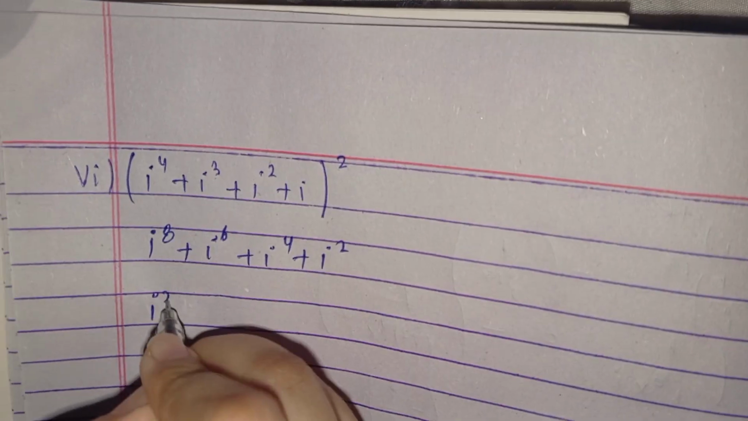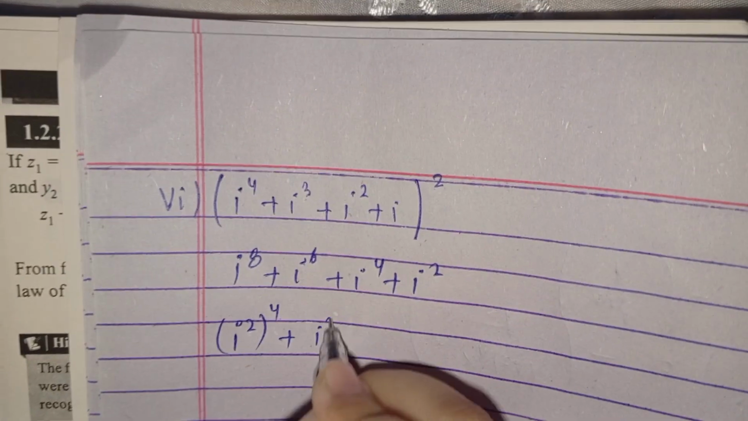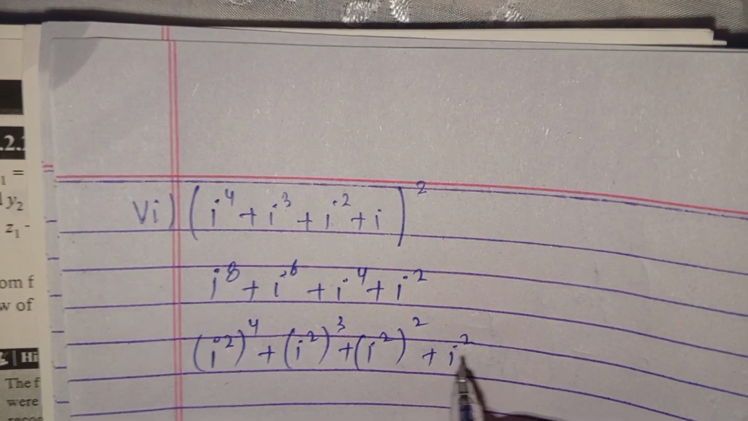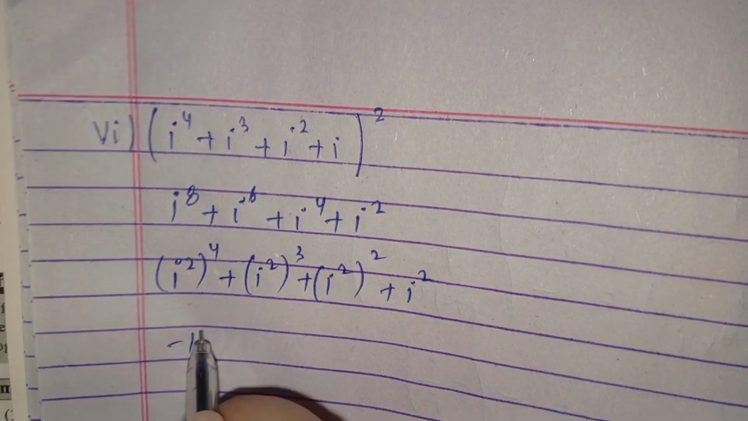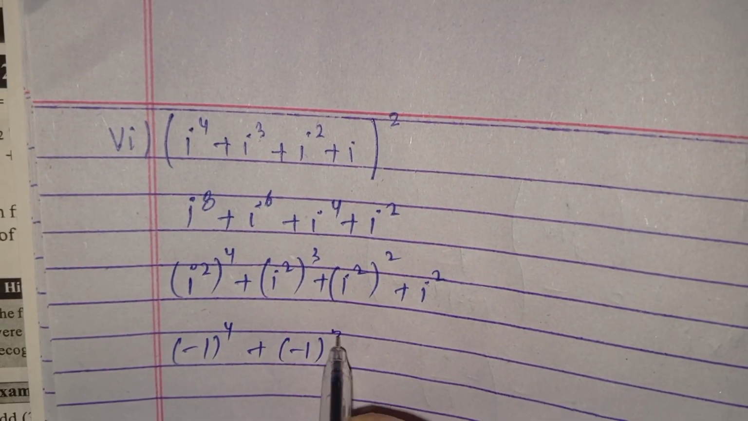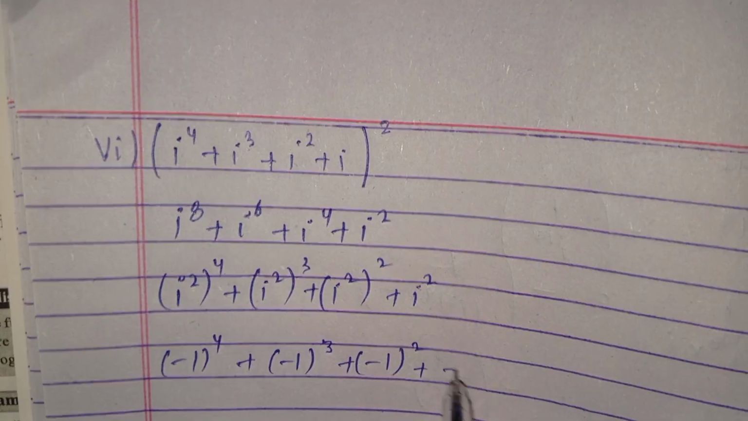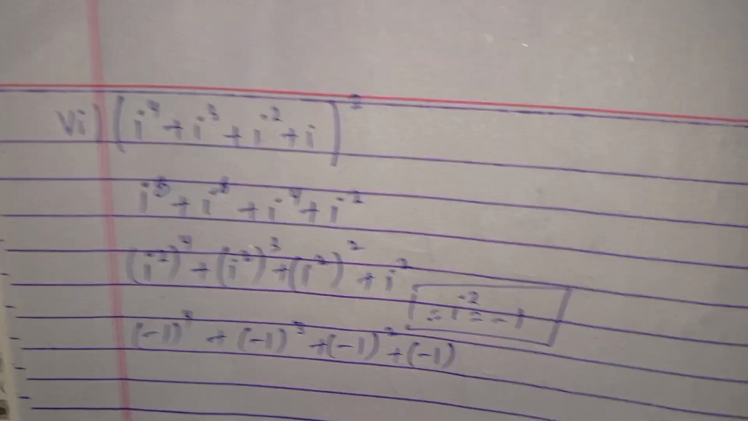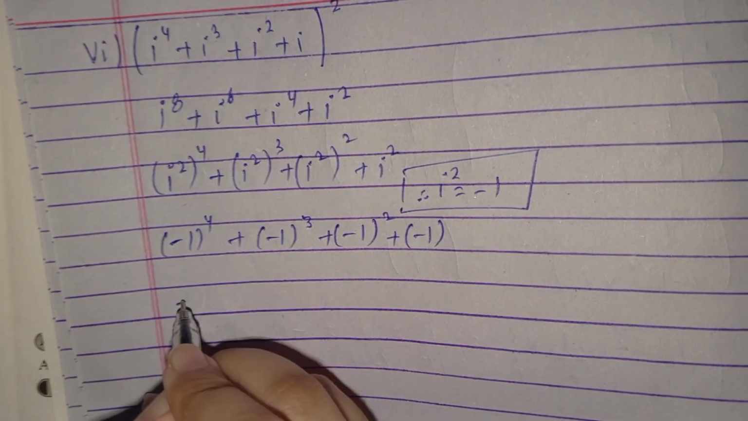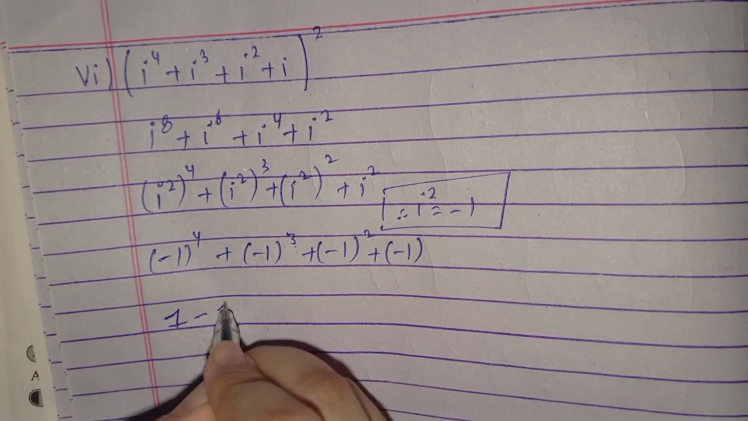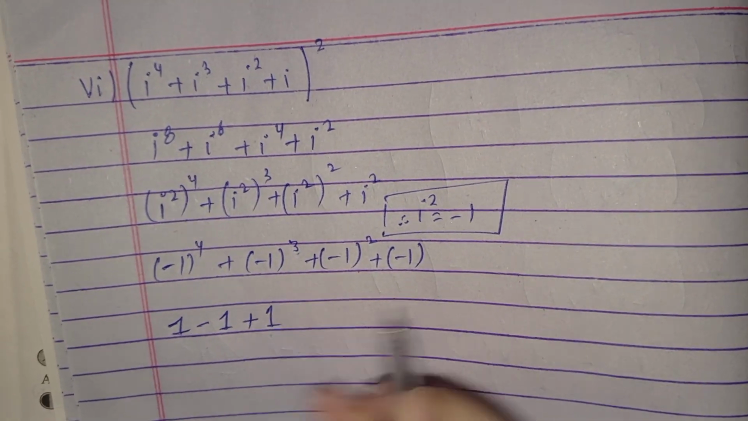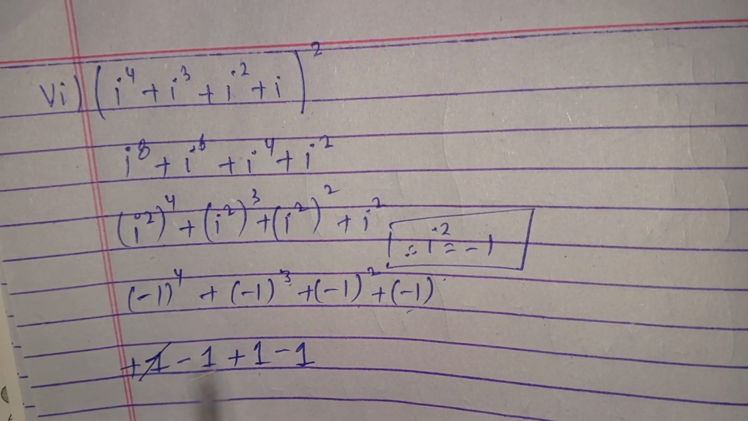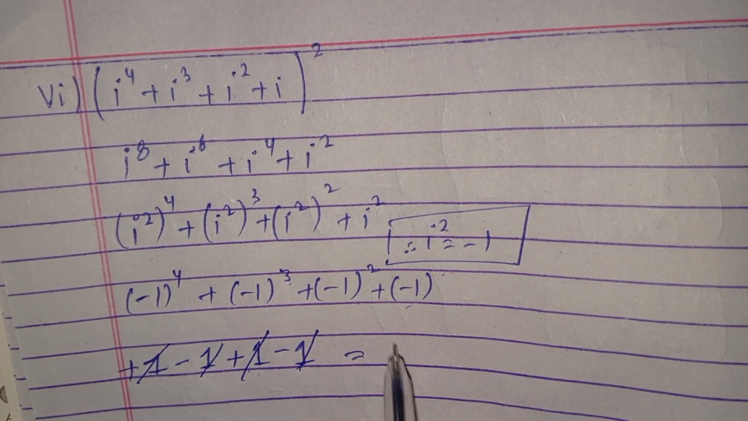I'll just simply write (i²)⁴ plus (i²)³ plus (i²)² plus i². So now (−1)⁴ plus (−1)³ plus (−1)² plus (−1). As we know that i² is equal to −1, I have used this thing. Don't forget it, okay? Now the power is even, so plus 1, power here is odd, minus 1, power is even, plus 1, and we have no power here, so minus 1 as it is. Now we can see plus 1 minus 1 cancel, plus 1 minus 1 cancel, so our answer is 0.